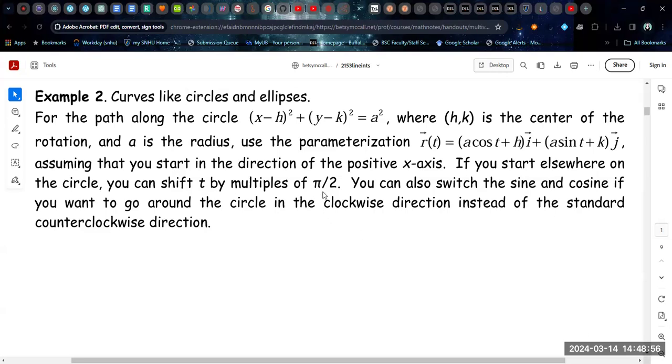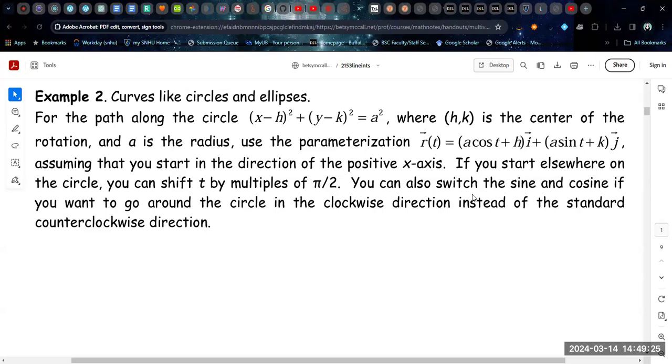Now, in this case, the cosine in the x position will start at the positive x-axis and go counterclockwise. If you switch the sine and the cosine, then you will start at the positive y-axis and go clockwise. So pay attention to the way that the problem is worded. If they tell you to go clockwise, or if you're starting on the y-axis, then you may need to adjust this.